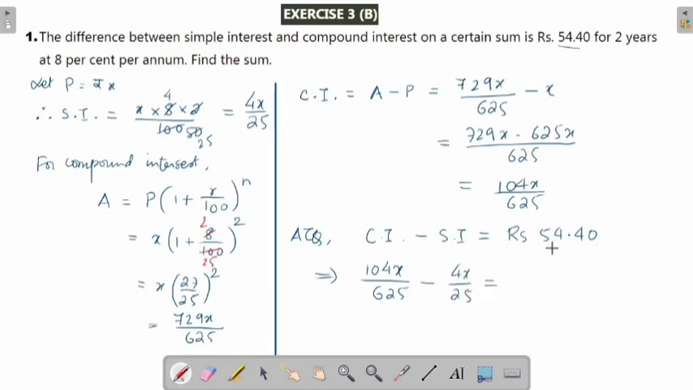Next we have 54.40. You can convert this into a fraction, and when you convert it into a fraction, you get this much. Solve this by yourself and find the value of x. After you find the value of x, that is nothing but your principal, and that's what the question is asking you to find. You may pause the video and note down your solution till here.